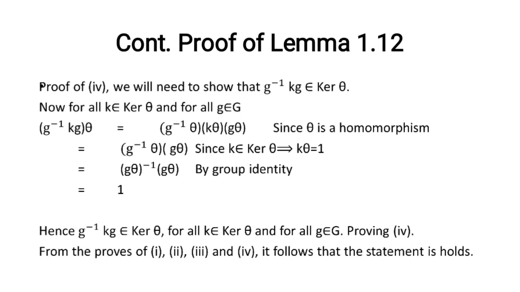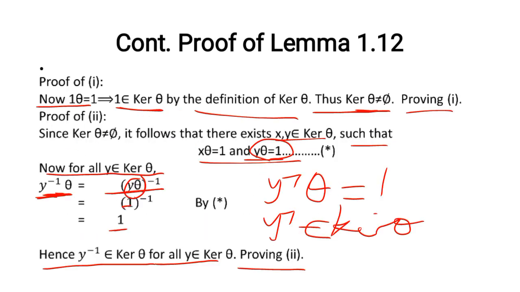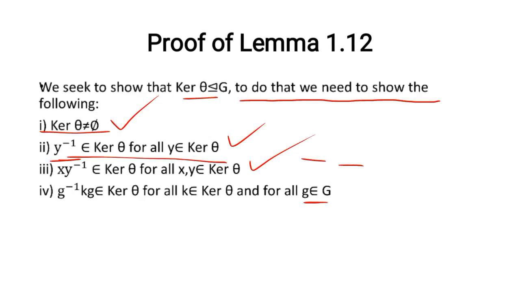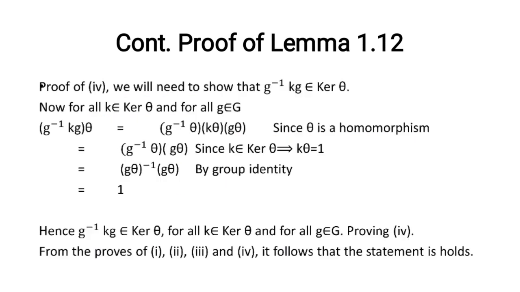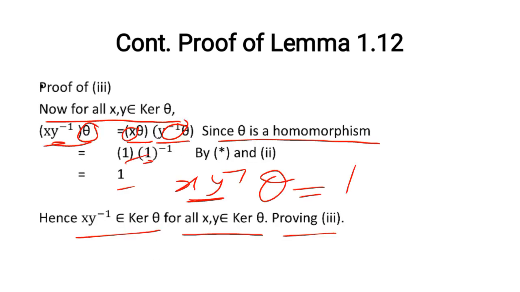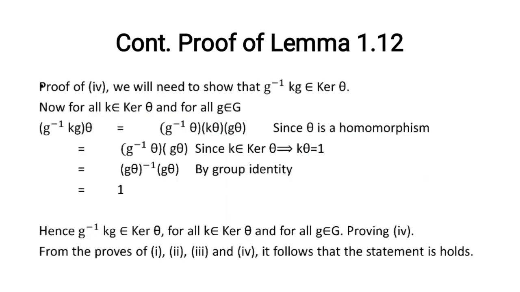So proving the third identity, let's go back. We've proved the third, right? Now we're proving the fourth one. We want to show finally that it is actually a normal subgroup. So let's see what to do. Okay. So the first condition, second and third condition mean that the kernel of theta is a subgroup, right, of G. So we've succeeded in proving that. The next thing is this fourth one, which is to show that these elements lie in the kernel of theta. Okay, so let's see how it goes.